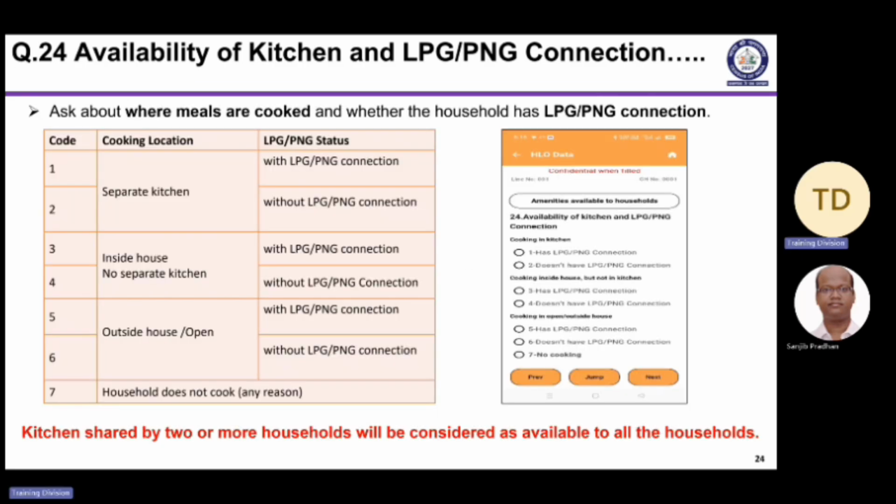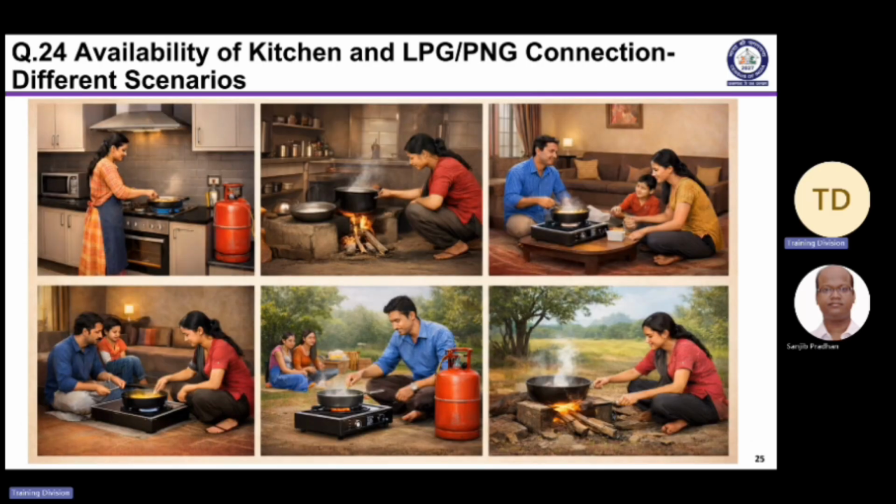So this is our code structure. Codes 1 and 2 mean a separate kitchen is there: with LPG connection, without LPG connection. So separate kitchen facility should be there for codes 1 and 2; then you decide whether there is an LPG connection or not. The next is they are cooking inside the house but with no separate kitchen; then again with LPG connection, without LPG connection, you bifurcate that. Next comes outside the house or in the open, with LPG connection, without LPG connection. And if the household does not cook for any reason, then you will give code number 7.